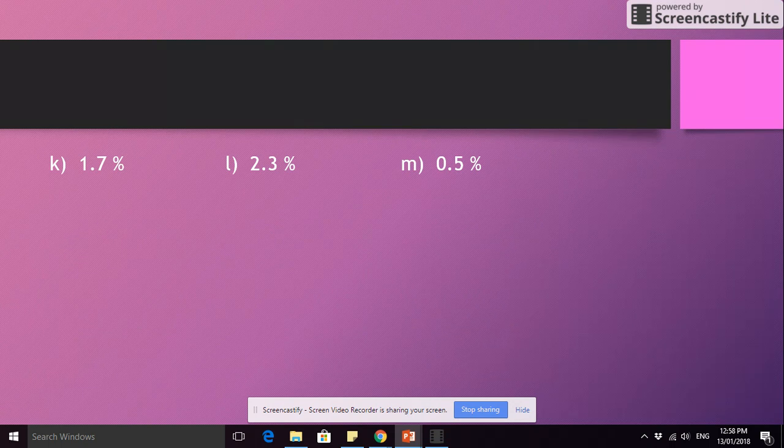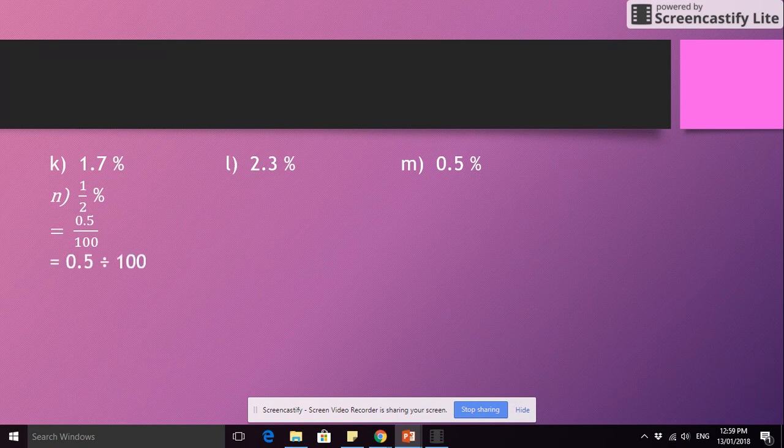All right, now things are looking a little bit different. So what do we do here? So we say 1.7 over 100, 2.3 over 100. You'll be able to do that. For N, we get 0.5%. So therefore, you change that to a decimal, which would be 0.5 divided by 100. Okay, so I want you to do that and get your decimal.